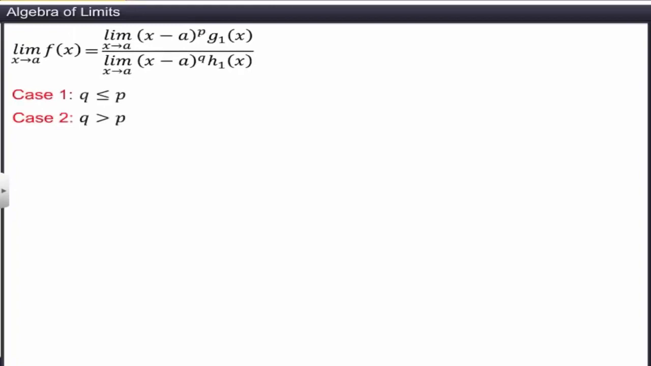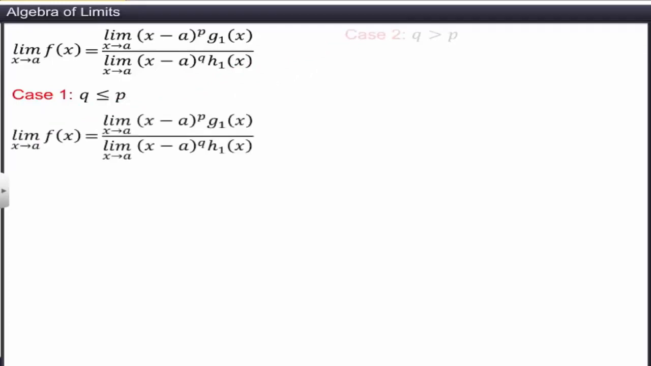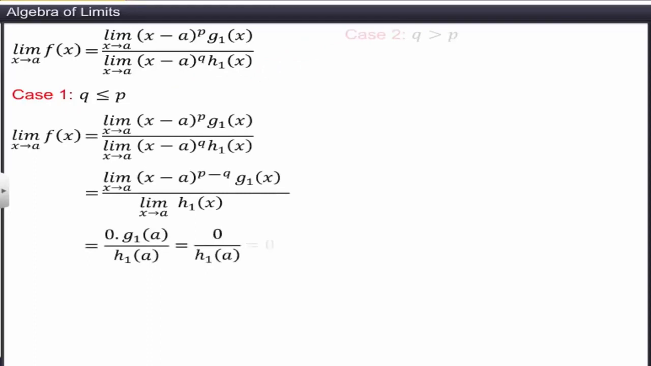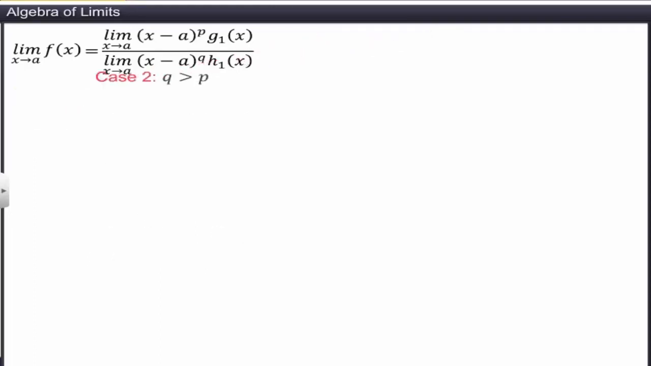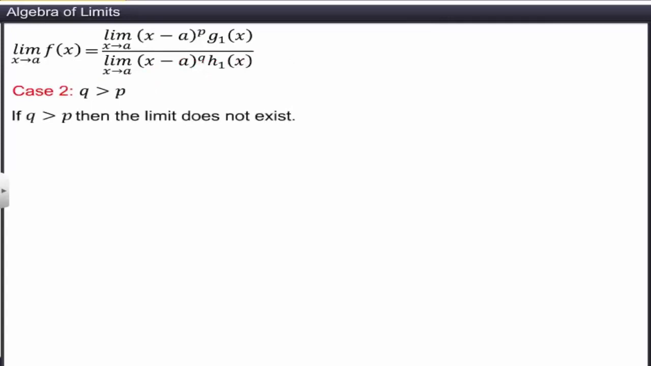Here, two cases are possible. Either q is less than or equal to p, or q is greater than p. For case 1, the limit becomes 0. This is the determinate form. The limit does not exist for q greater than p.